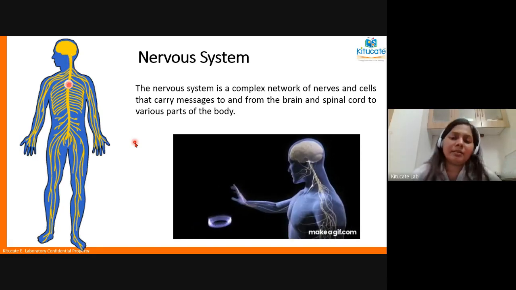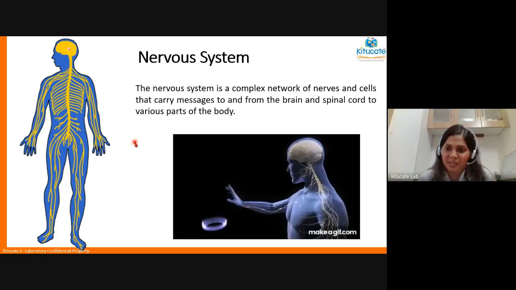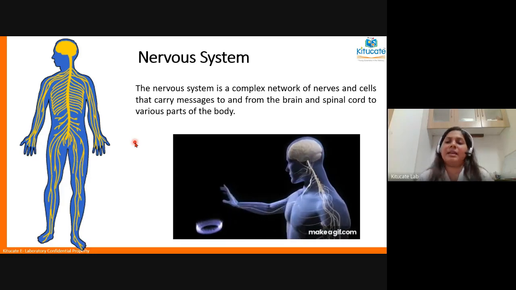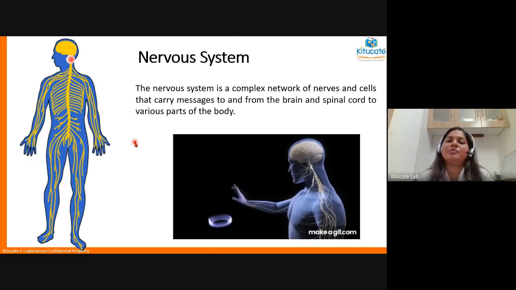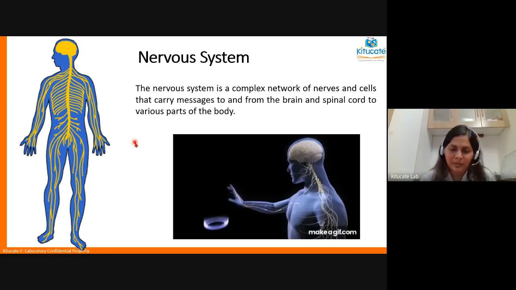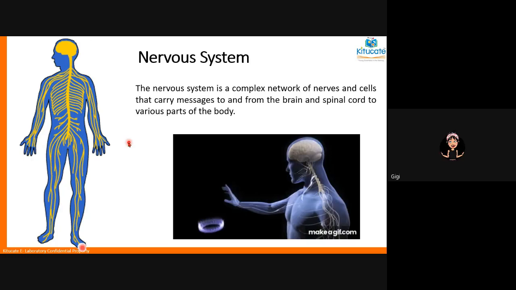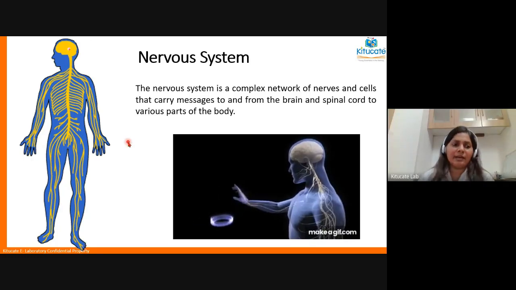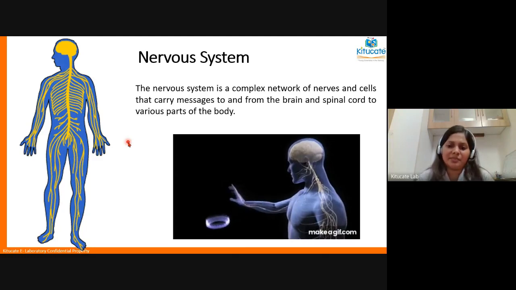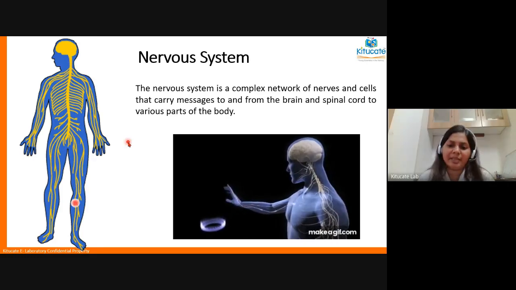What is the type of signal which the nerves carry to the brain? By type, I mean, is it an electrical signal? Is it any other type of signal? What type of signal is it? And how does it work? Okay, this is the question that you all have to find out. Ma'am, could you just repeat that? I have to write it down. What type of signals are transmitted and received by the nerves?